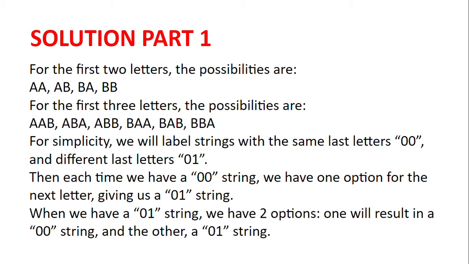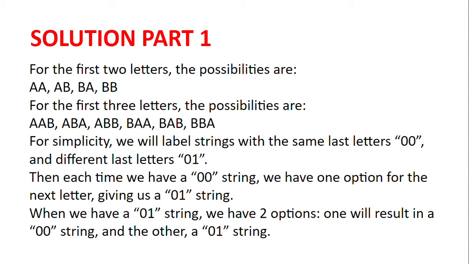Solution. For the first 2 letters, the possibilities are AA, AB, BA, and BB. For the first 3 letters, the possibilities are AAB, ABA, ABB, BAA, BAB, and BBA.